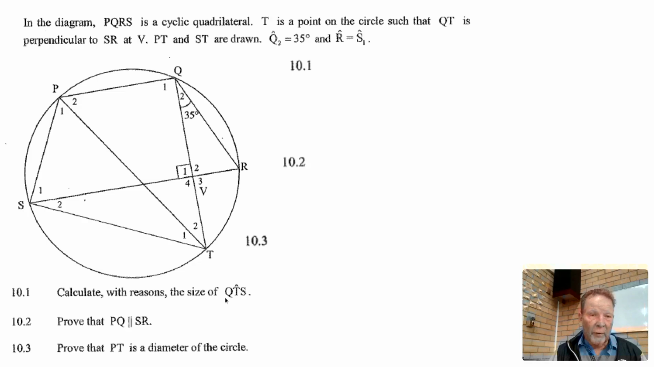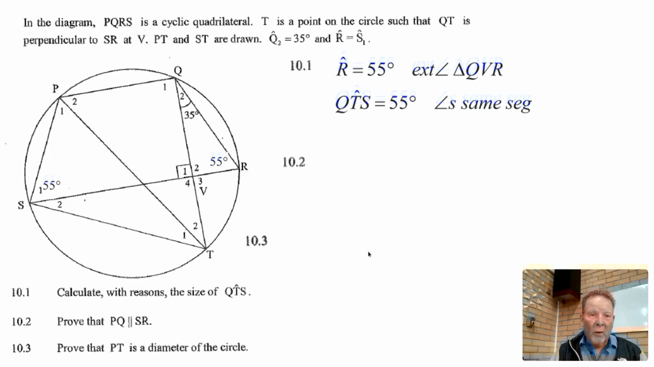They want us to figure out what the angle QTS is right here, this angle right here. And we're given this angle up here of 35 degrees. So how could we do that? Well, you see this triangle here?